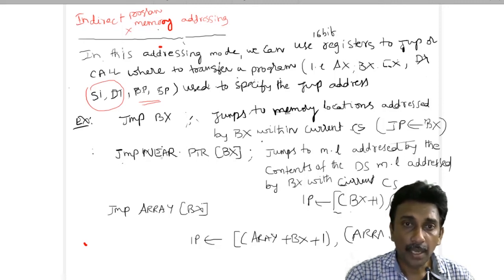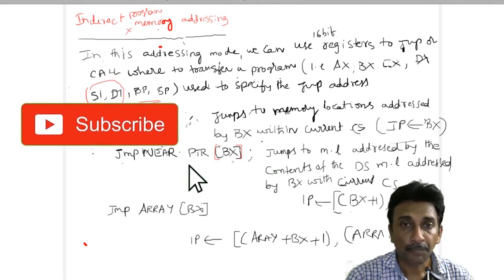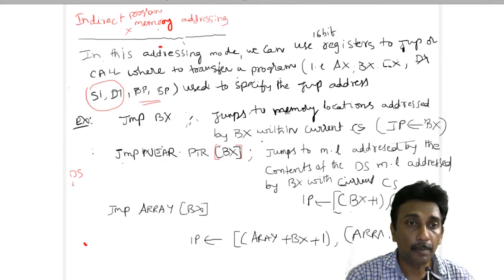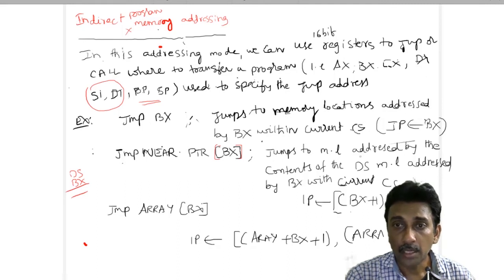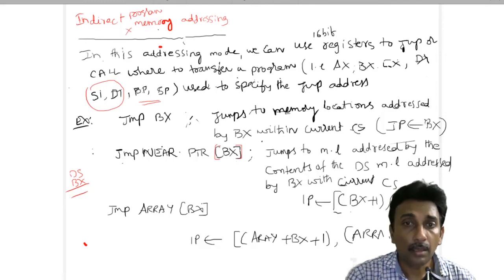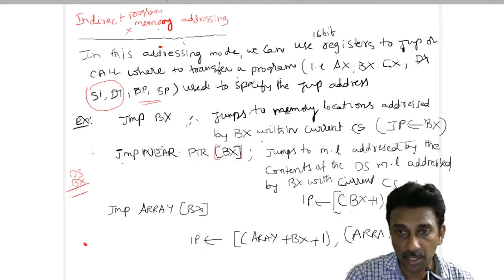Like that, JMP NEAR PTR [BX] jumps to the memory location addressed by the content of the data segment. Here we are putting brackets, which means the content of the memory location. In general, the data segment is taken as the segment address and BX is an offset value. By adding them, it points to a particular memory location. That memory location, addressed by the data segment and BX, is loaded within the current code segment into the instruction pointer.